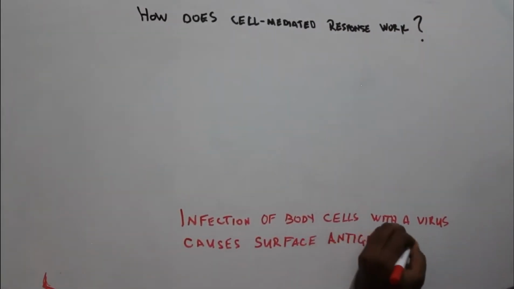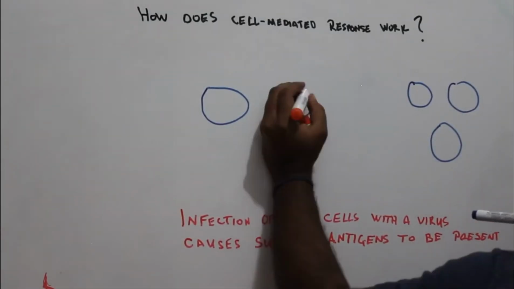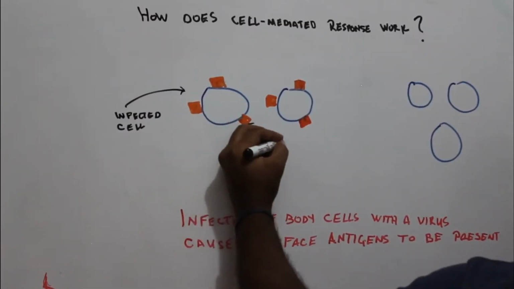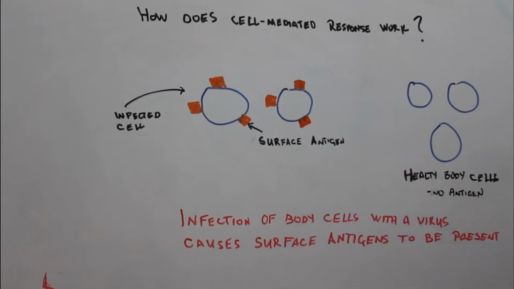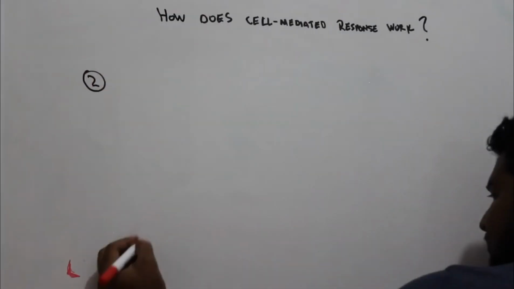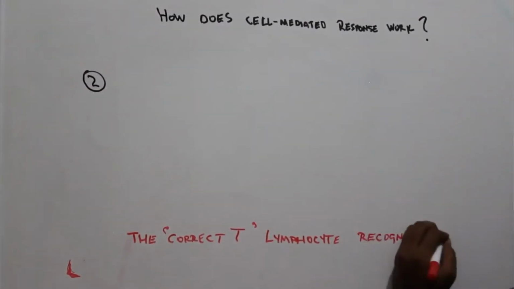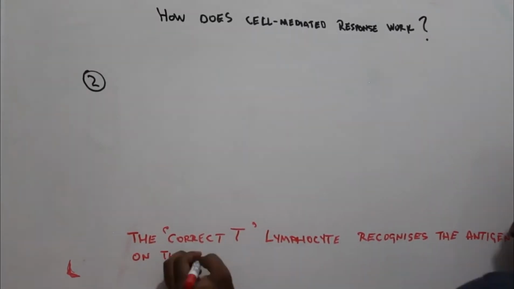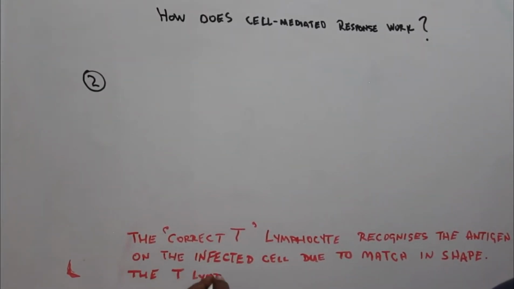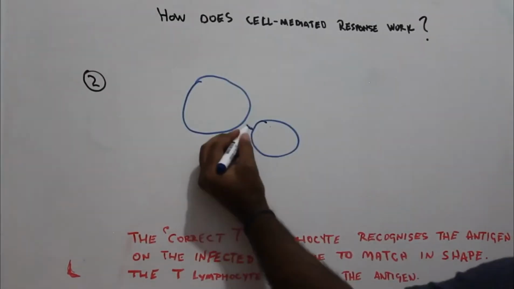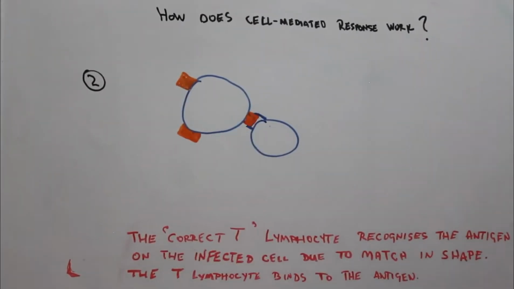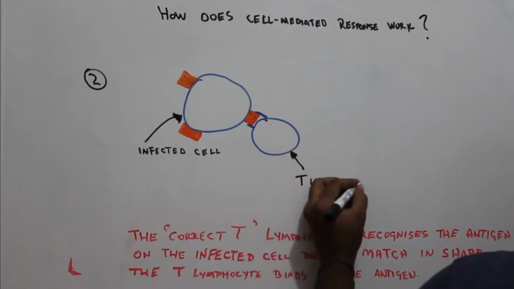T lymphocytes constitute about 80% of lymphocytes in the blood. They do not produce antibodies. Instead, they respond in many complex ways. One particular way involves producing T killer cells, which directly destroy infected body cells. This process is known as a cell-mediated response.